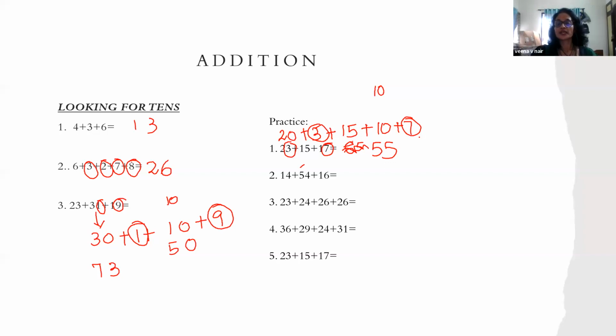Okay, so now let us see the second question. Are you doing it in your book or something? No, ma'am. Okay, you're doing mental calculation. Great. Okay, what is the second answer?